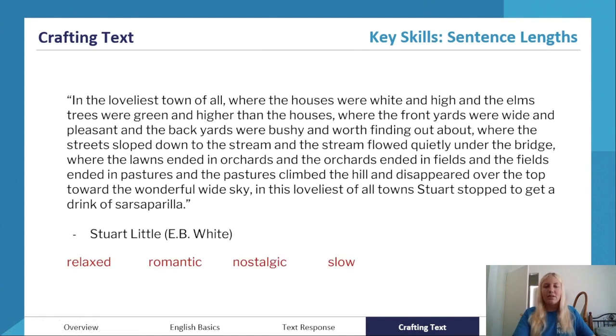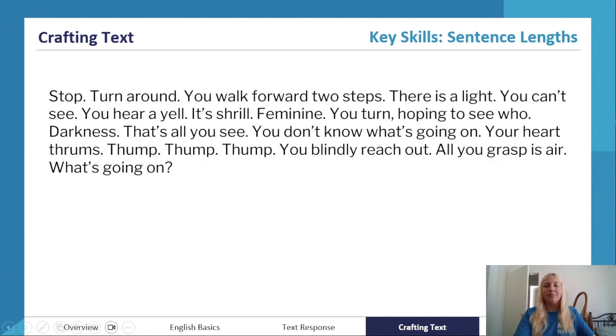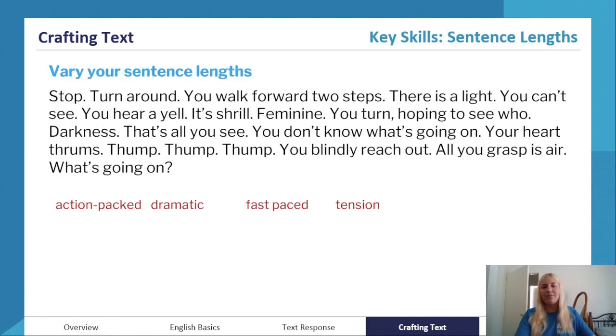Vary your sentence lengths. If you have a look at this example, lots of longer sentences being used here, or it's just one sentence, I think. You can use long sentences to reduce tension, to create a slow pace, a sense of relaxation, relay emotions like romantic, nostalgic emotions, and then vary and mix it up with short sentences when you want to create tension, a fast pace, make it stressful and dramatic.